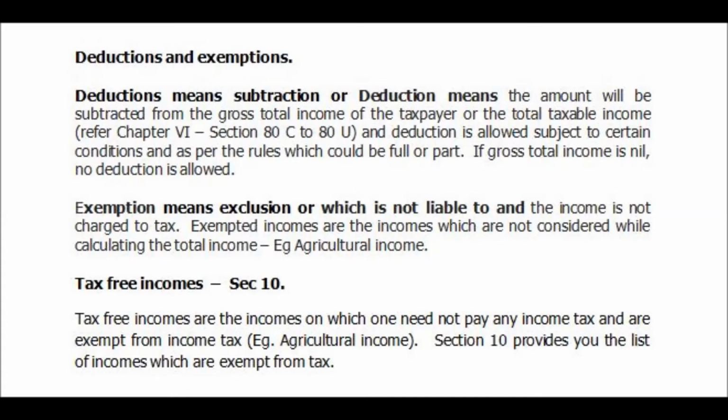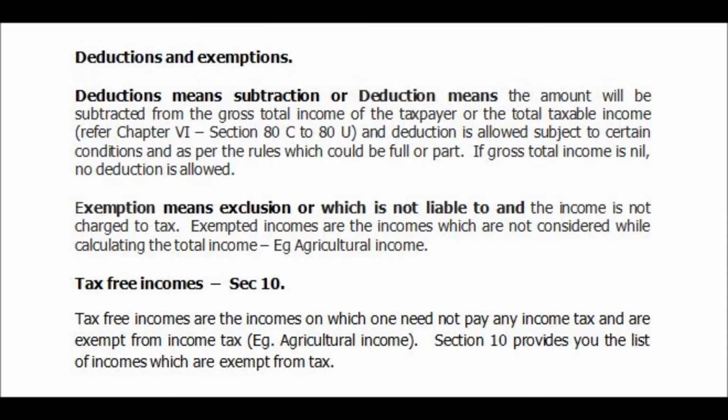Deductions and exemptions. Deductions means subtraction or deduction means the amount will be subtracted from the gross total income of the taxpayer or the total taxable income, refer Chapter 6 Section 80C to 80U, and deduction is allowed subject to certain conditions and as per the rules which could be full or part. If gross total income is nil, no deduction is allowed.